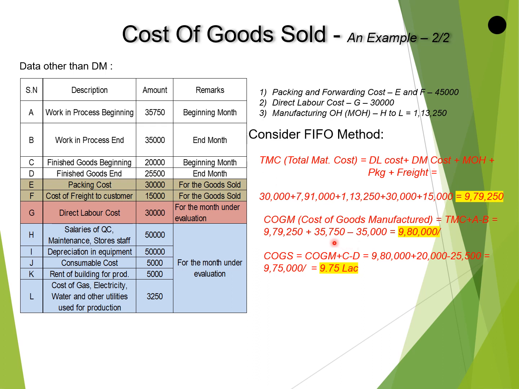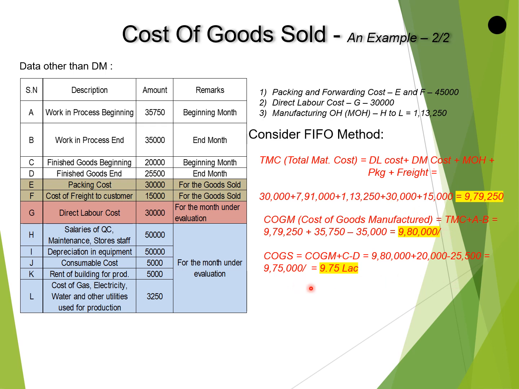So total COGM, that is cost of goods manufactured, was 9,80,000 rupees. Now finally cost of goods sold, COGS. Here we will consider the finished goods inventory. So COGS is COGM plus the finished goods inventory at the beginning of the month minus the finished goods inventory at the end of the month. So 9,80,000 plus 20,000 beginning minus at the end of the month 25,500 rupees.